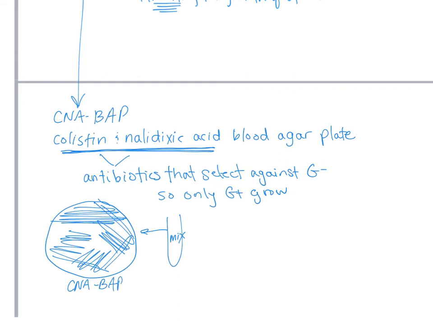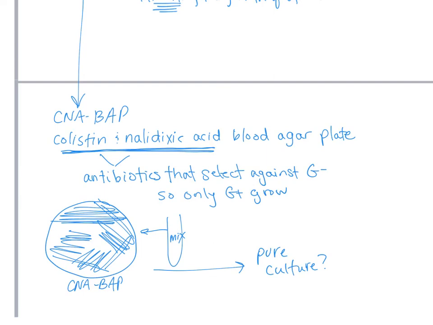Okay, and then after we incubate this, it should look like a pure culture. So you're going to check that real carefully. Hopefully you will only see one kind of growth. That's the Staph aureus, because again, the gram-negatives should not survive due to that colistin and nalidixic acid.